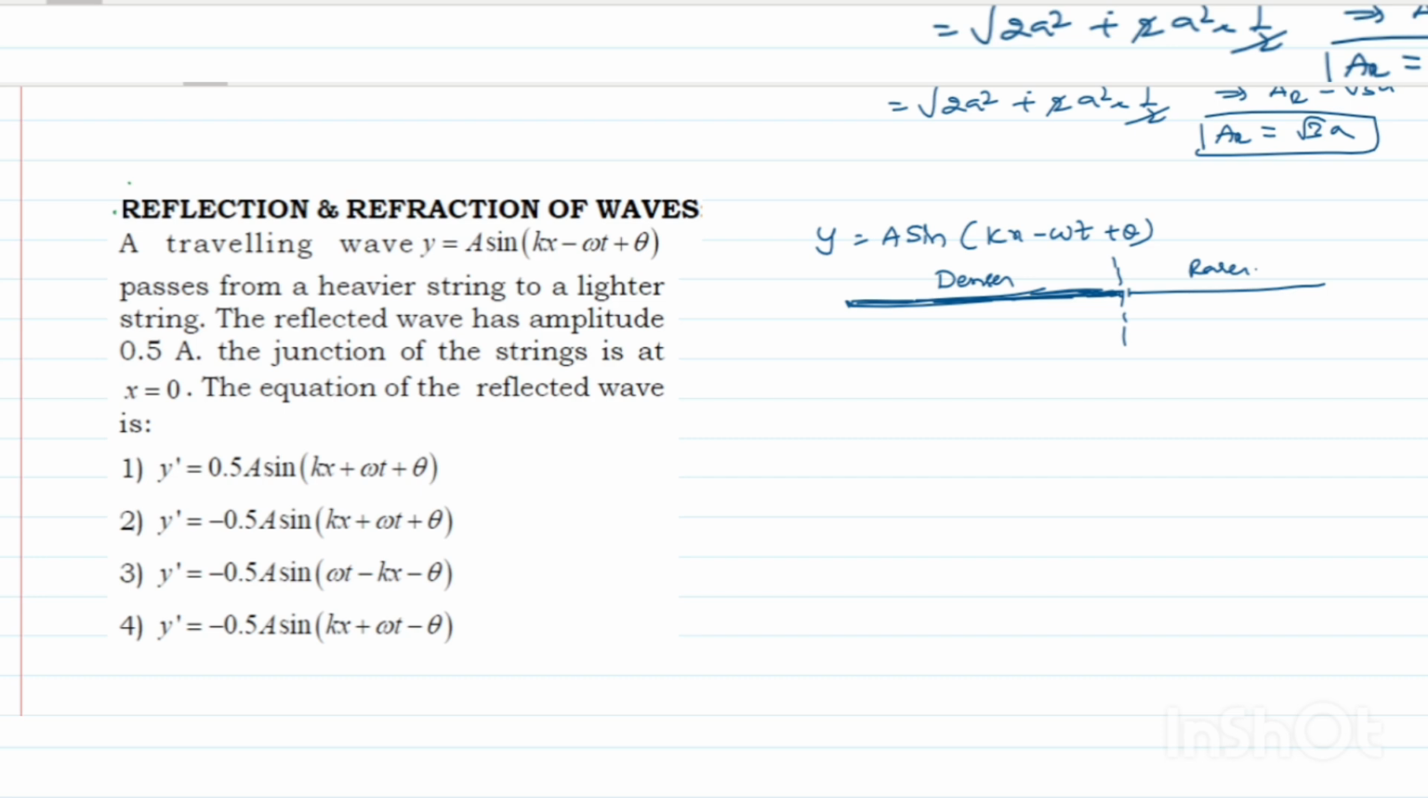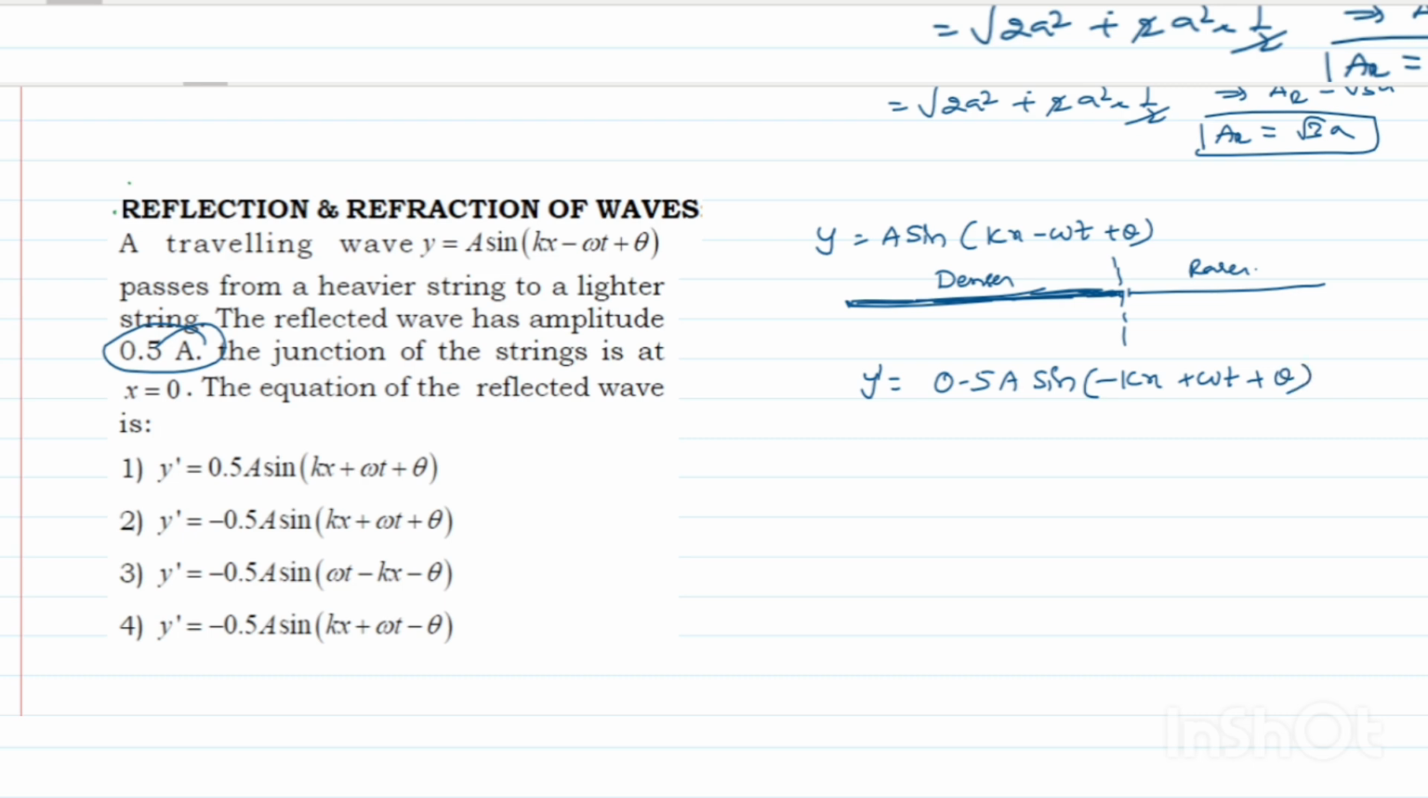So here they are asking for the equation of the reflected wave. In the sense here the wave is reflecting from the rarer medium, so there won't be any phase difference, students. So the reflected wave equation, when I am writing it in this sense, you can write as y dash, which will be equal to, so here the reflected wave has an amplitude of 0.5a, so 0.5a into sine, minus kx plus omega t plus theta.